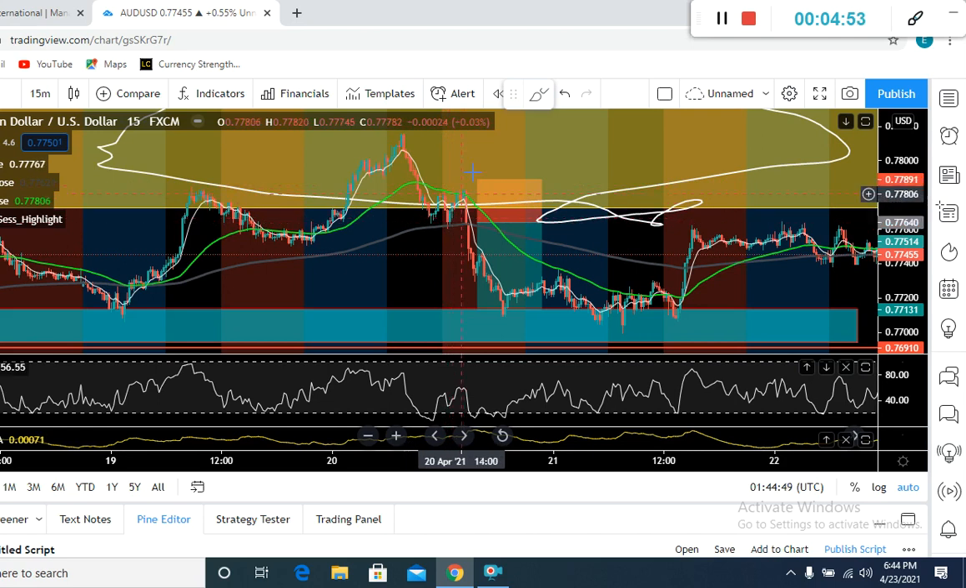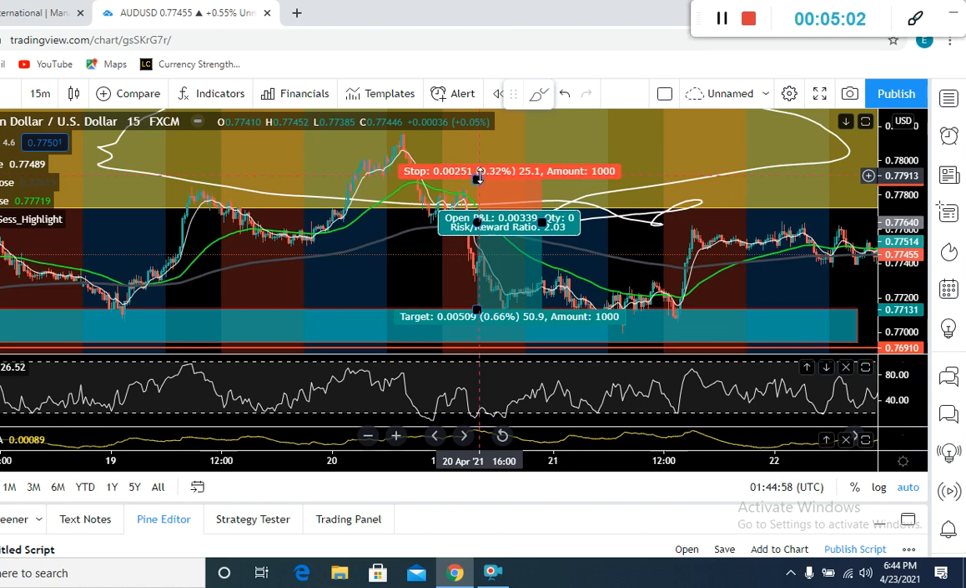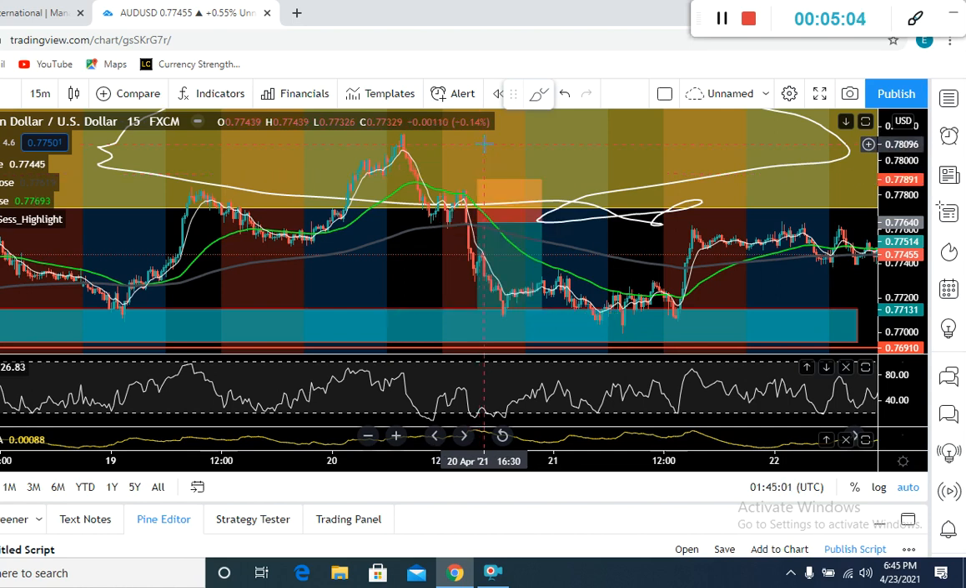Trying to tell me that we are going to buy this trade. But guys, in this structure, I'm only looking for a sell trade. So I relax, guys. You don't have to be in haste. We are not guessing the market. We know what we are doing. You have to be sure that the market is giving you all the confluence.